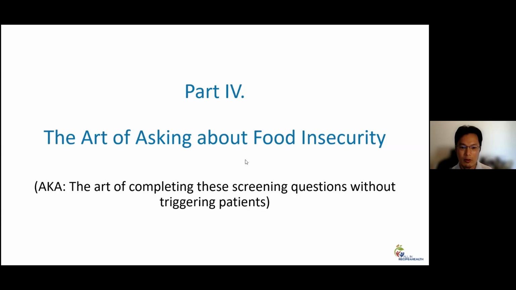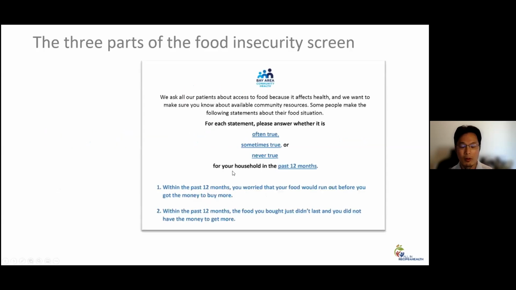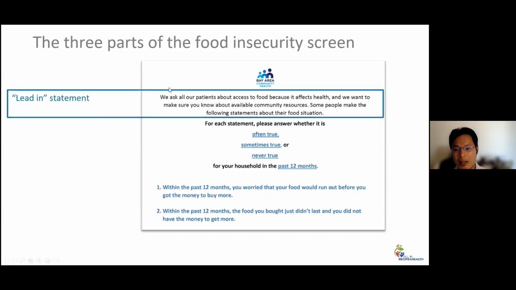So let's move through this. Now I'm going to dive into the 3 parts of the food insecurity screen, and we're going to go through this in detail. The first part is our lead-in statement. We ask all our patients about access to food. We're not singling you out, because it affects health. And we want to make sure you know about available community resources, like the food pharmacy, CalFresh, etc., the area food and meal resource.